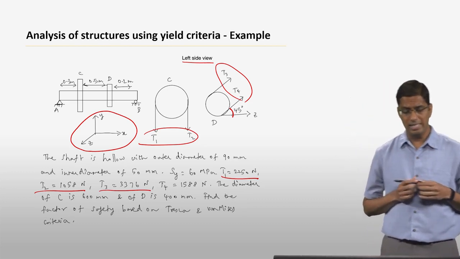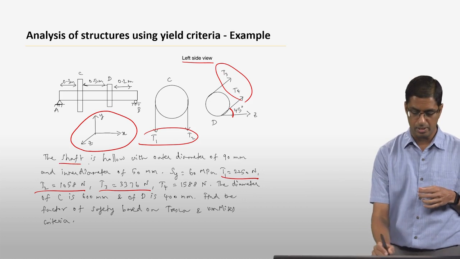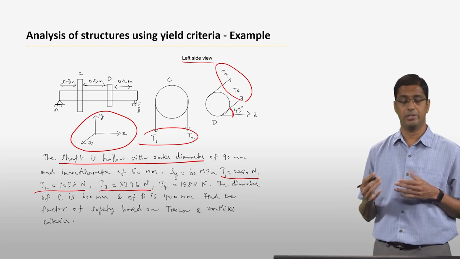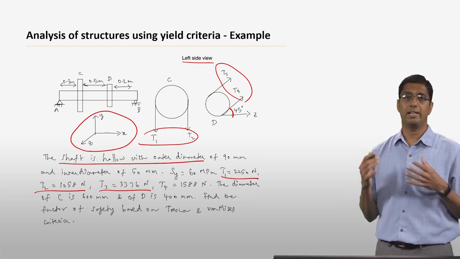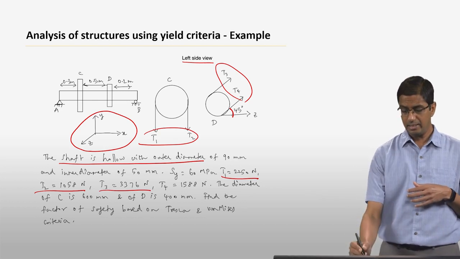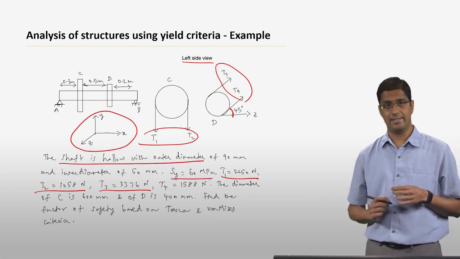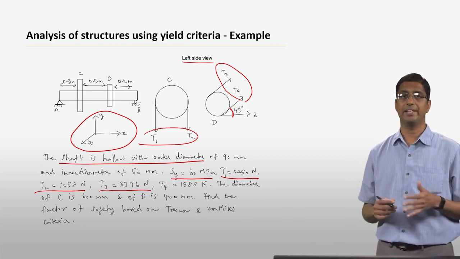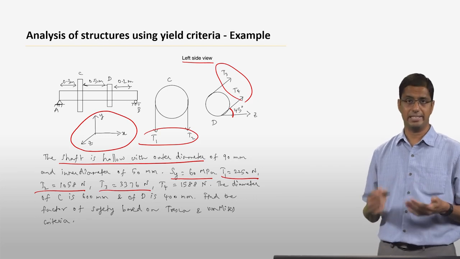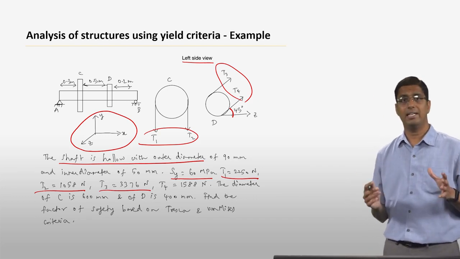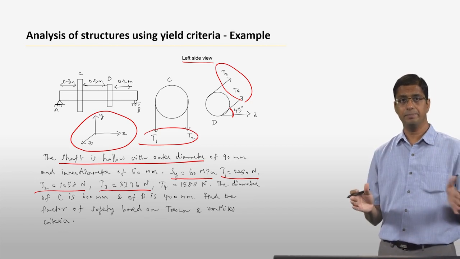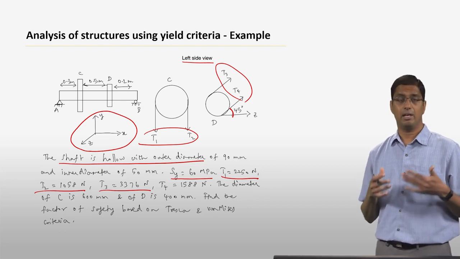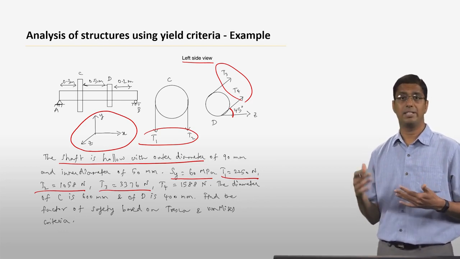Now, what else is given? The shaft is hollow with an outer diameter of 90 millimeters and an inner diameter of 50 millimeters. So this is not a solid shaft, rather it is a hollow shaft. The second important thing given is that the yield stress of the material of which the shaft is made is 60 MPa. Given the dimensions and the loadings, you are asked to find the factor of safety based on the Tresca or von Mises criteria.